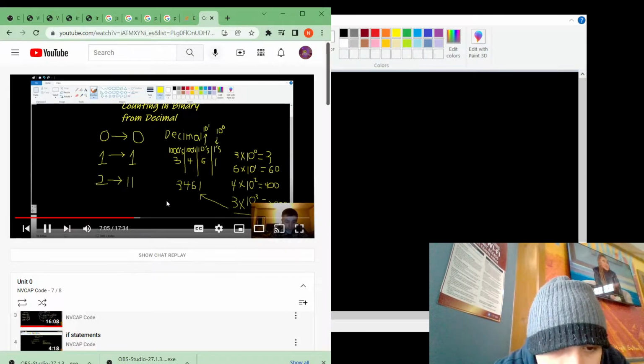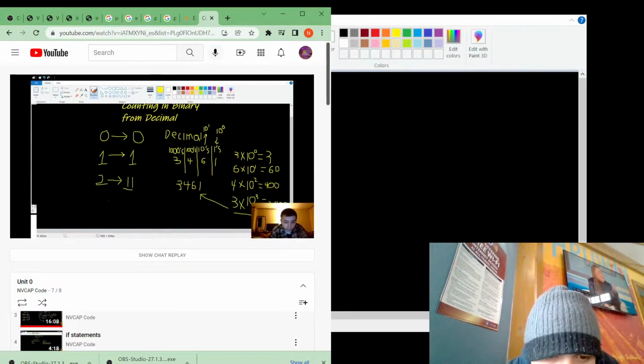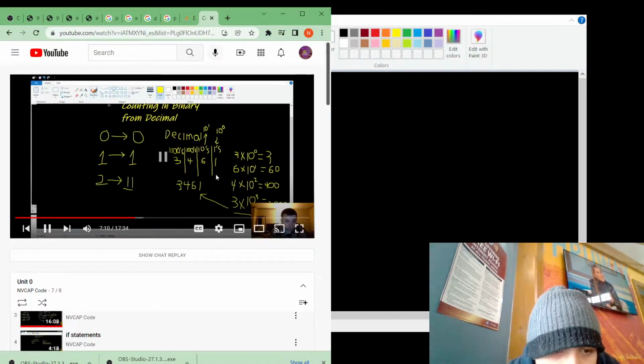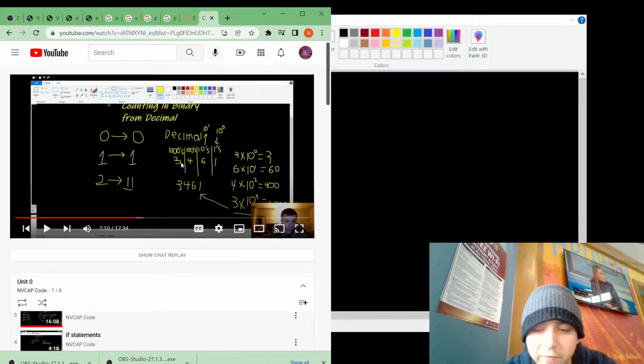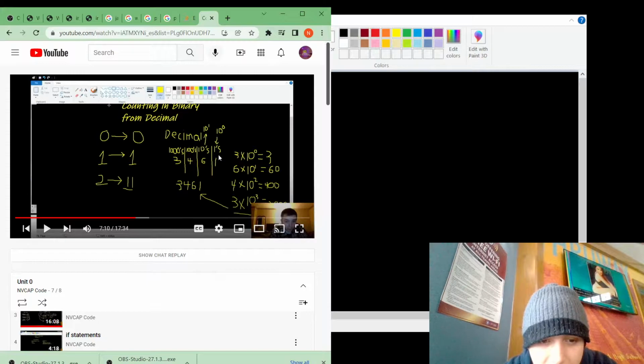How binary would work. Okay, so let's say in the decimal system you're trying to represent the number 3,461. You would have a thousands place, a hundreds place, a tens place, and a ones place. And then you would put the 3 in the thousands place, a 4 in the hundreds place, a 6 in the tens place, and a 1 in the ones place.